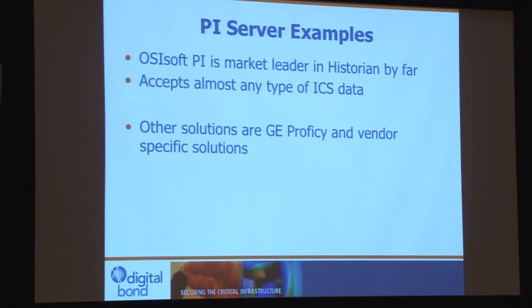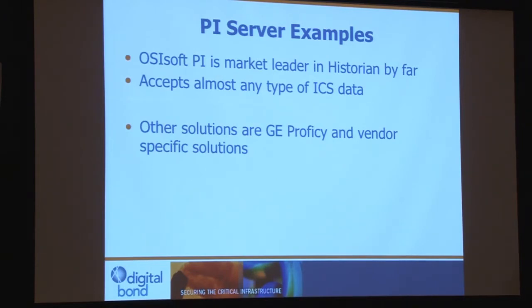Okay, so let's look at a couple of examples here. The Pi server is probably the most popular historian in the world. There is an OSIsoft Japan, there's an OSIsoft almost anywhere. That's the vendor that makes the Pi server. And it's very good at accepting data from any data source. So you pick your favorite vendor, you know, Toshiba, Hitachi, Schneider, GE, Alstom Grid. Any vendor will have a way of sending data to the Pi server.